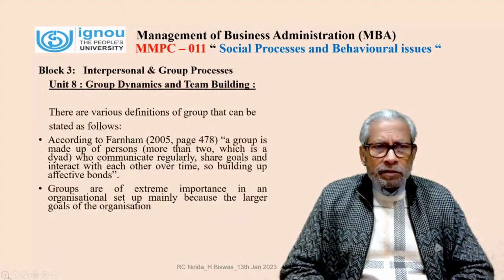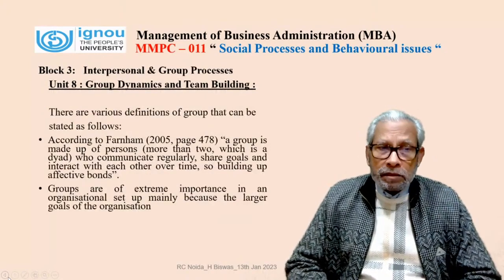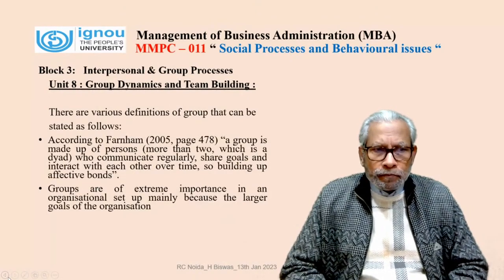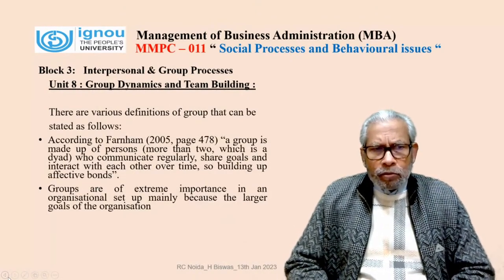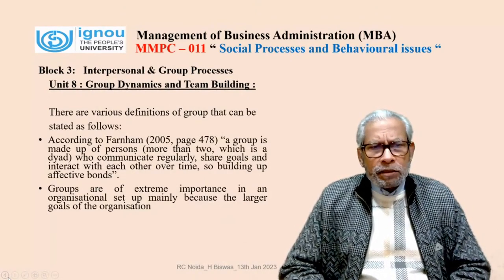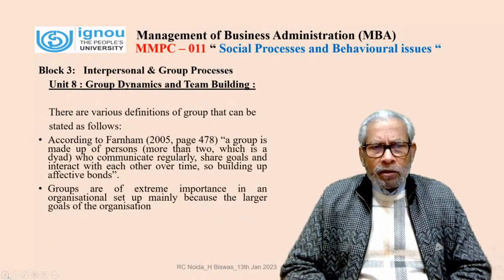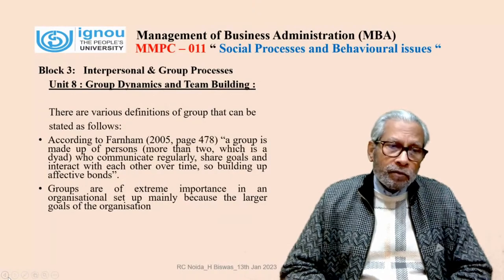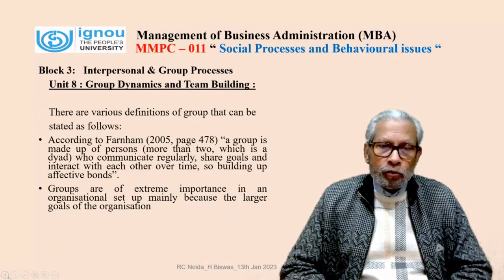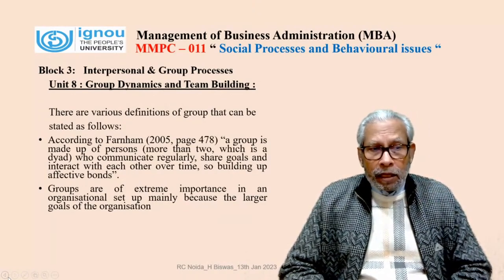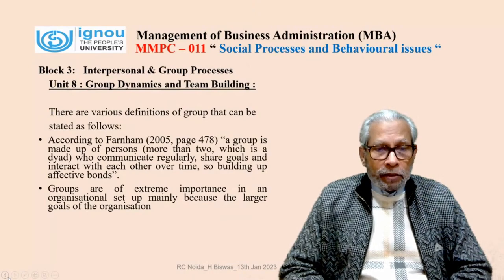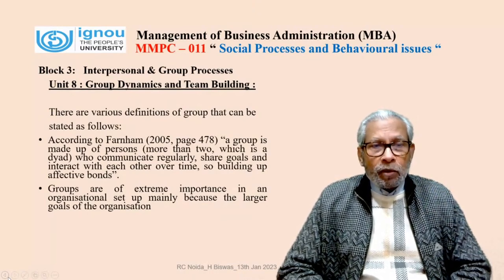There are various definitions of the group that can be stated as below. Basically, what is the definition of a group? According to Arond, 2005, page number 473: a group is made up of more than two persons who communicate regularly, share goals, and interact with each other over time, building effective bonds.